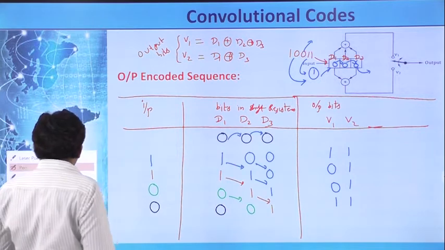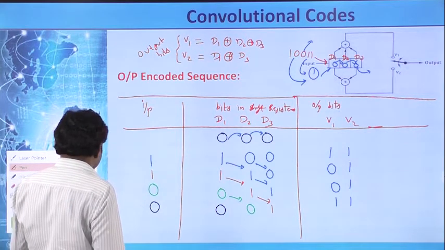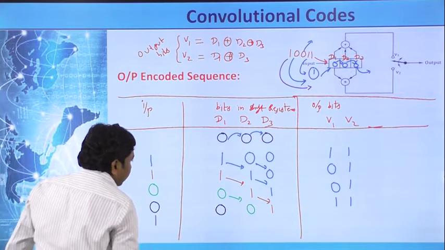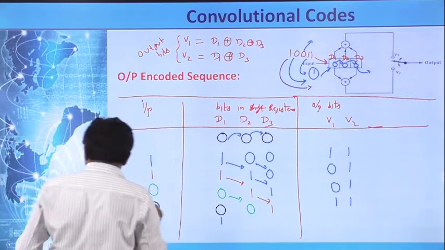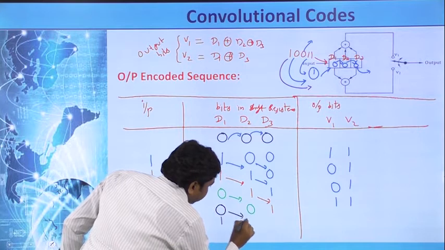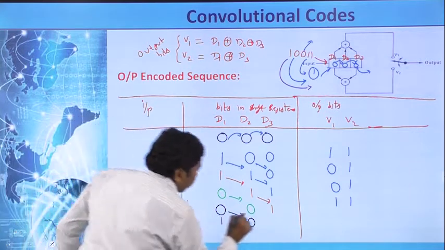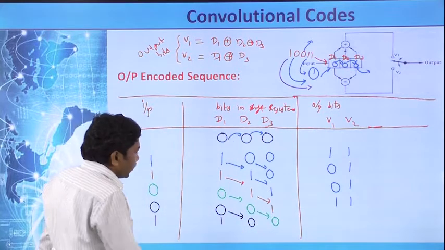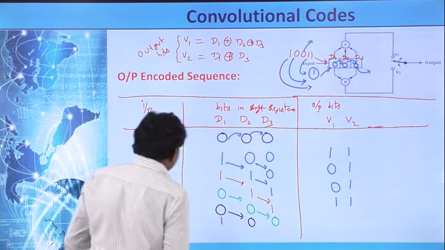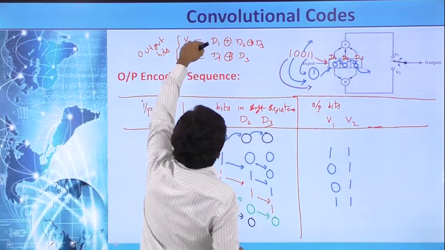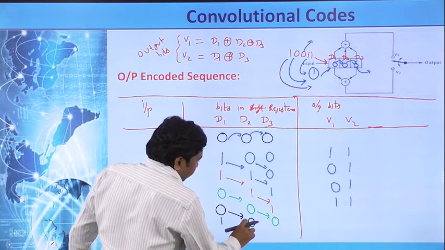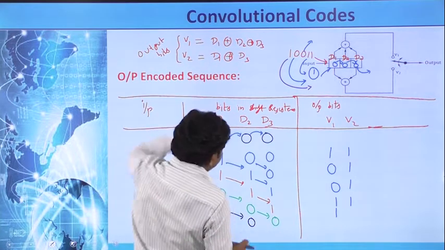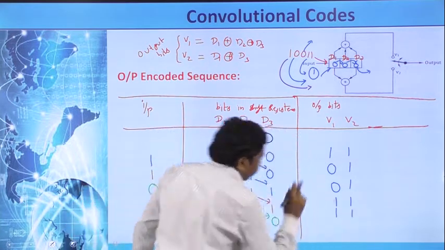Okay. So the next input bit is this one. This one moves into the D1 place, whereas this bit moves into D2, and this one comes into D3. So this one comes out. The bits in shift register are 1, 0, 0. What are the output bits? Output V1 is the sum of these three, 1 plus 0 plus 0, which is equal to 1. V2 is D1 plus D3, so 1 plus 0 is 1.